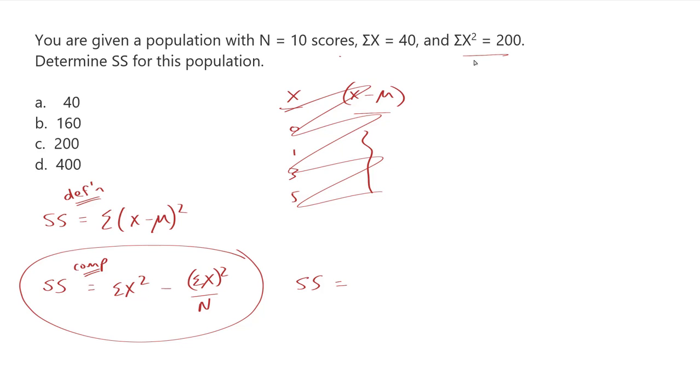So for example, there's 200. That's my sum of x squared. And then in brackets, I put the sum of x, that's 40. I'm going to square that, and I'm going to divide by n, which is 10. 40 squared is 1600. 1600 divided by 10 is 160. 200 minus 160 gives me 40. And so the answer is A, 40.